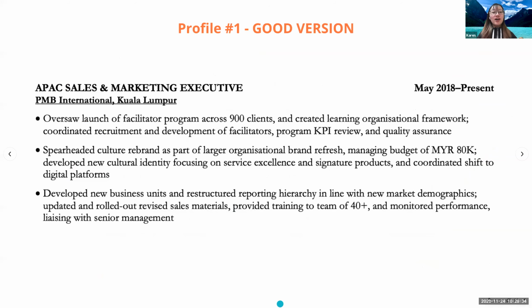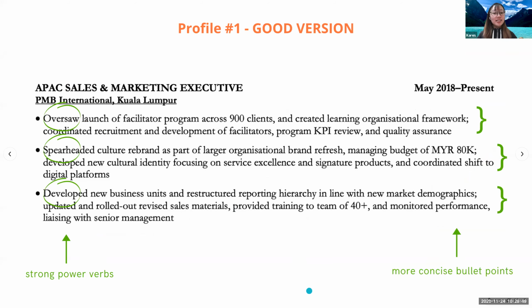Now here's an example of what a good version of profile 1 could have looked like. So as you can see with this one, each point starts with a strong action verb, providing impact like oversaw, spearheaded, and developed. Each point is also concise, easy to read, and avoids fluff and irrelevant details. Remember that the original profile had 4 to 5 lines for each bullet point, but here we've trimmed that down to only 2 or 3 lines. And lastly, every bullet point has a metric, which helps provide that scale and context that we just talked about.